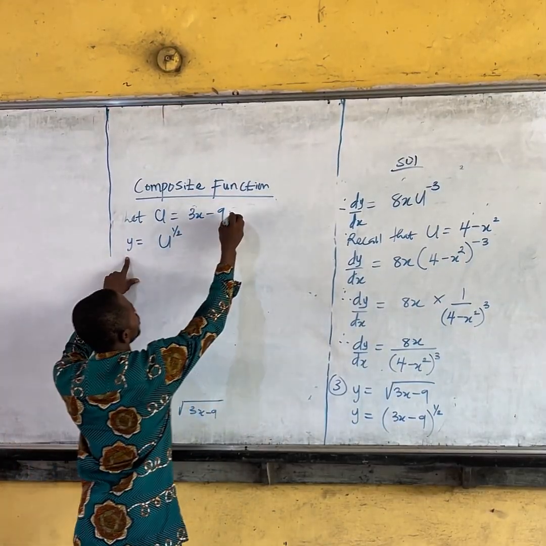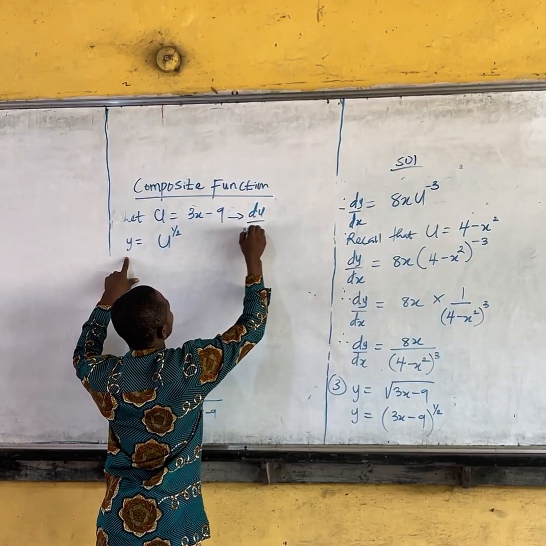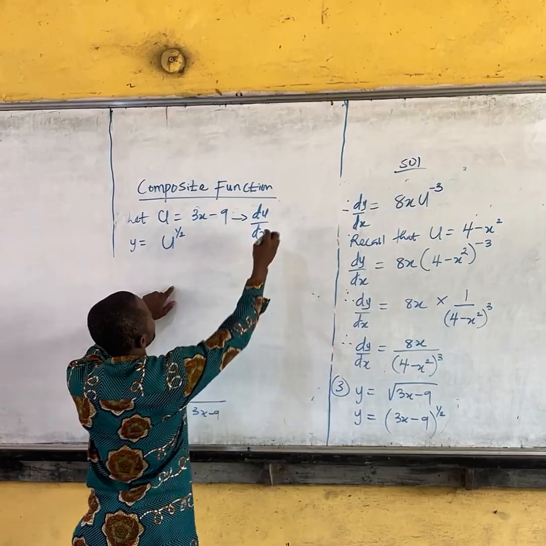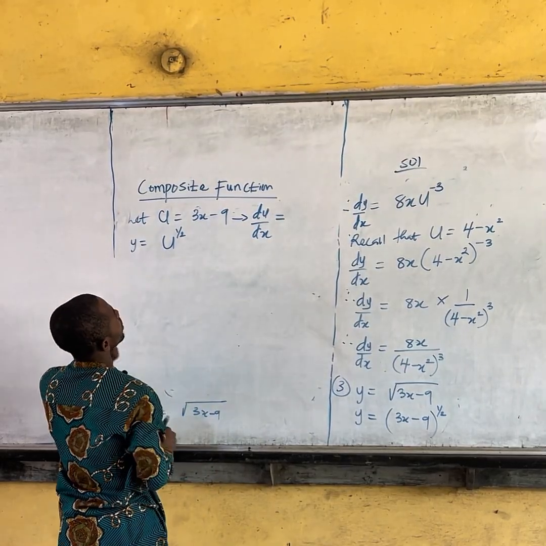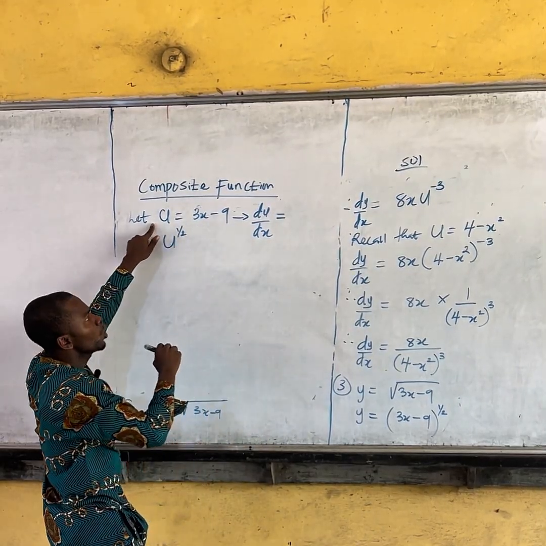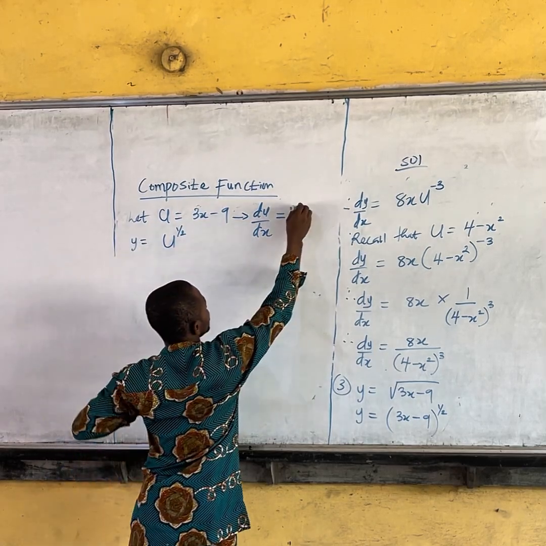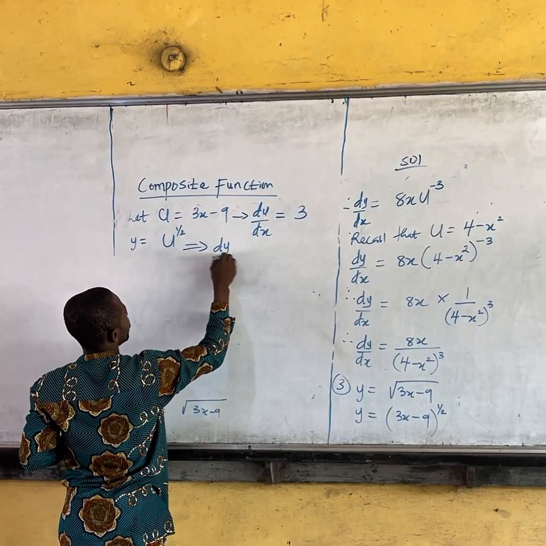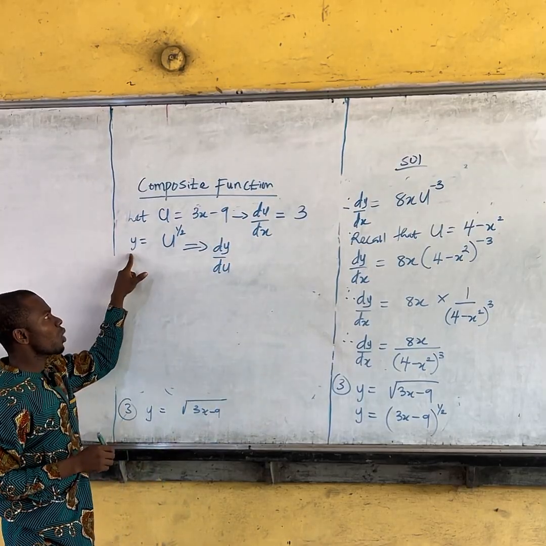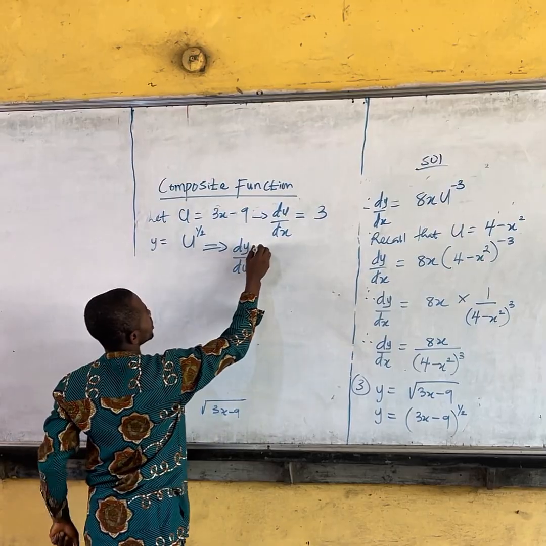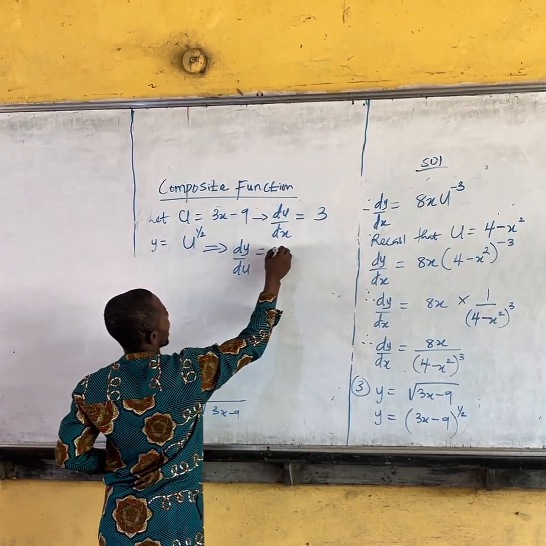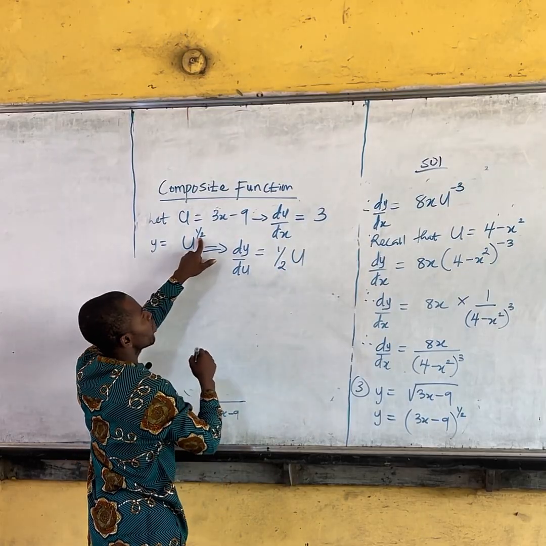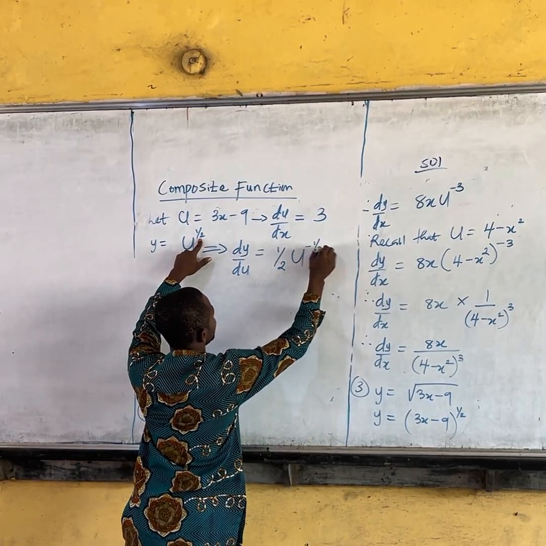Now, from this u, I can generate du over dx. So du over dx will give me 3, because I'm differentiating u with respect to x. From this y, I can generate dy over du, because I'm differentiating y with respect to u. It will give me half times u, and if I remove 1 from half, it gives minus half, so u raised to the power of minus half.